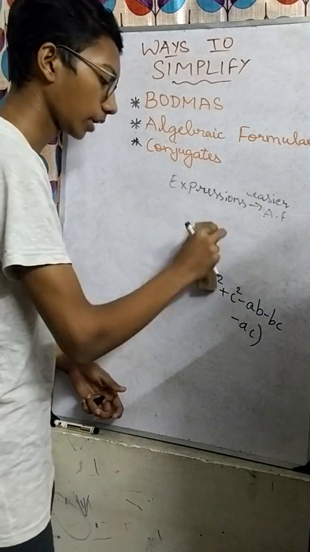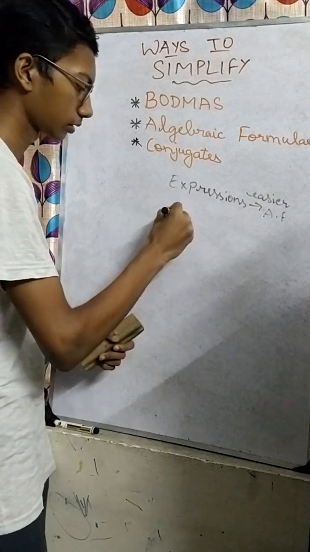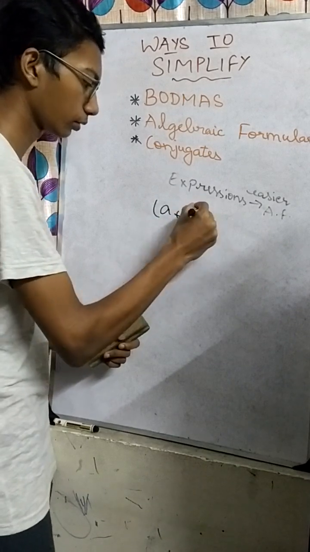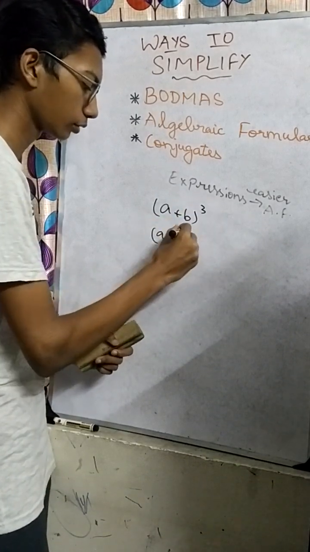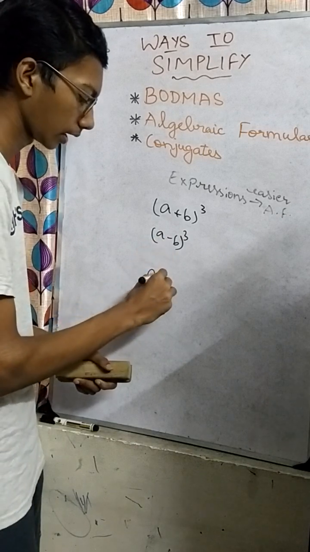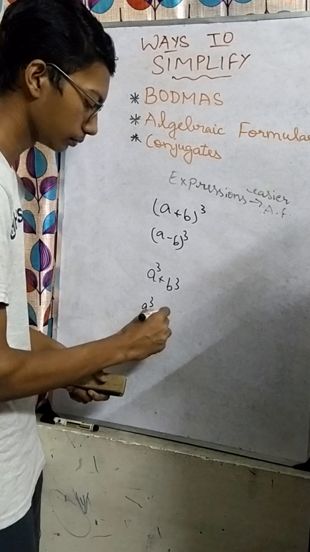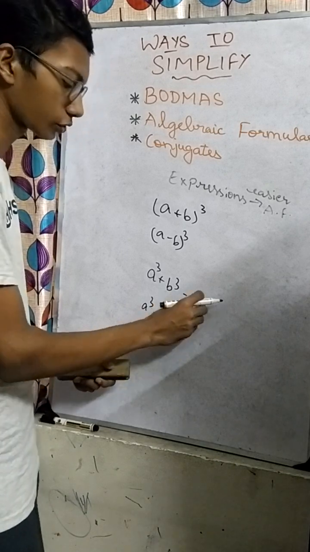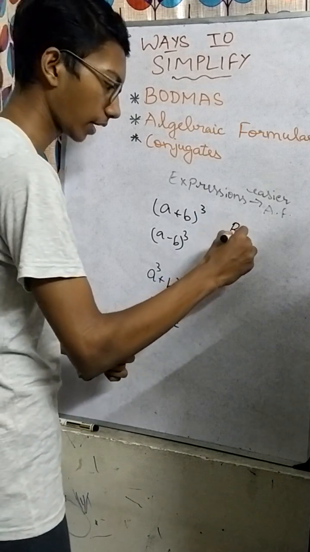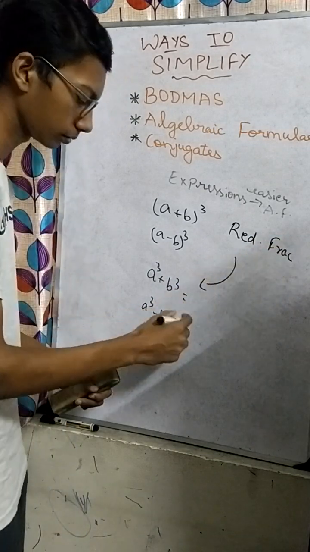Of course, there are many algebraic formulas like cubing, for example (a plus b) the whole cube and (a minus b) the whole cube. These formulas are also important. Here also we have a cube plus b cube and a cube minus b cube. These formulas will also be helpful when we are reducing fractions. These two formulas will be helpful.